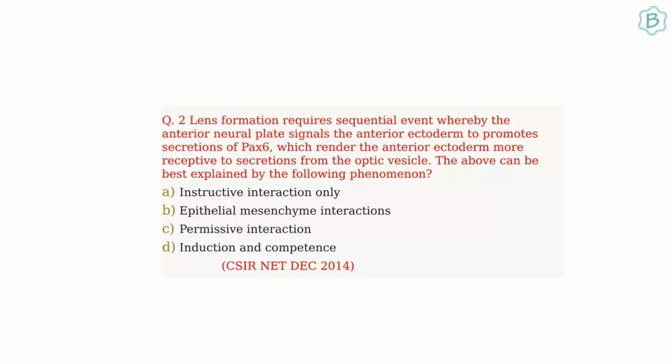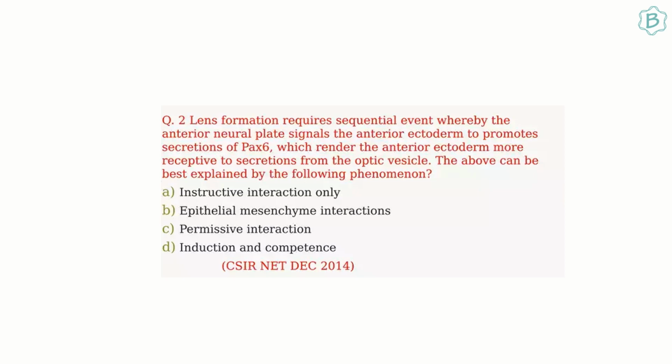As we can understand from this question, there is an induction. The anterior plate is signaling the anterior ectoderm to promote the secretion of taxics. So there is an inducer that is inducing. Instruction is there, no doubt, but only instruction is not there. The first option is asking for instructive interaction only. So no, instructive interaction alone is not the answer.